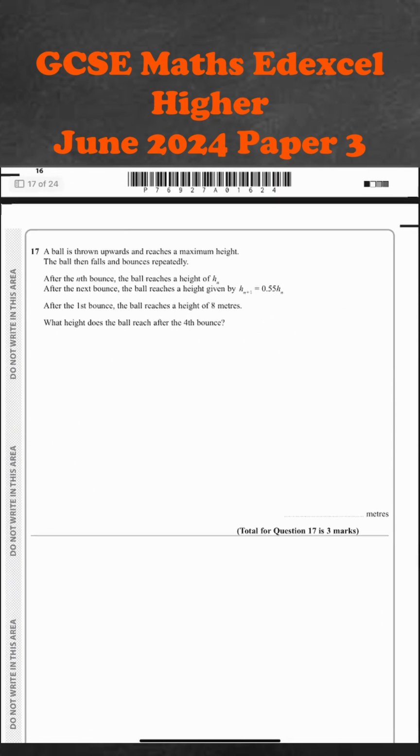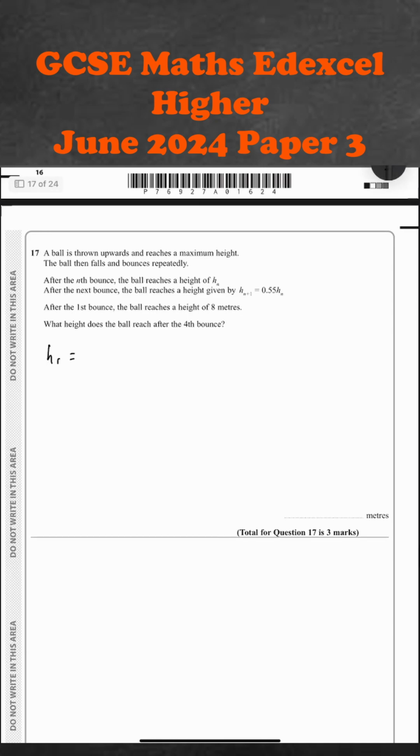Question 17. A ball is thrown upwards and reaches a maximum height. The ball then falls and bounces repeatedly. After the nth bounce, the ball reaches a height of hn. After the next bounce, the ball reaches a height given by hn plus 1 equals 0.55 hn. After the first bounce, the ball reaches a height of 8 meters. What height does the ball reach after the fourth bounce?